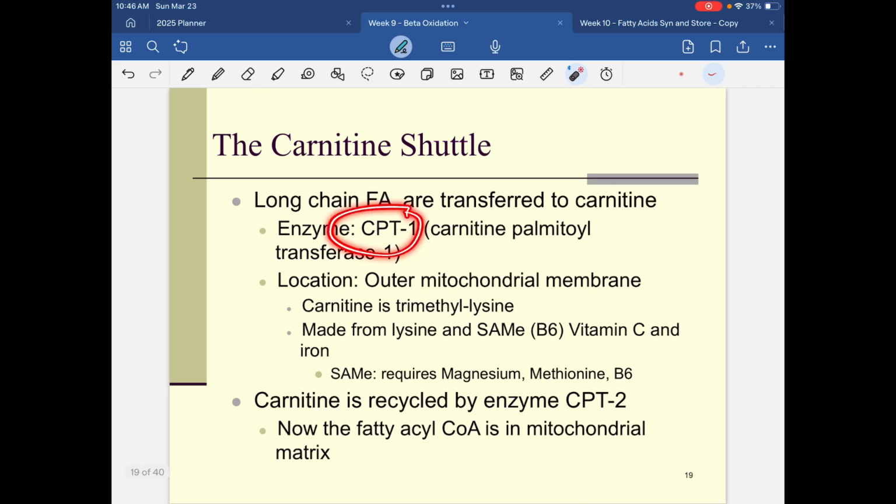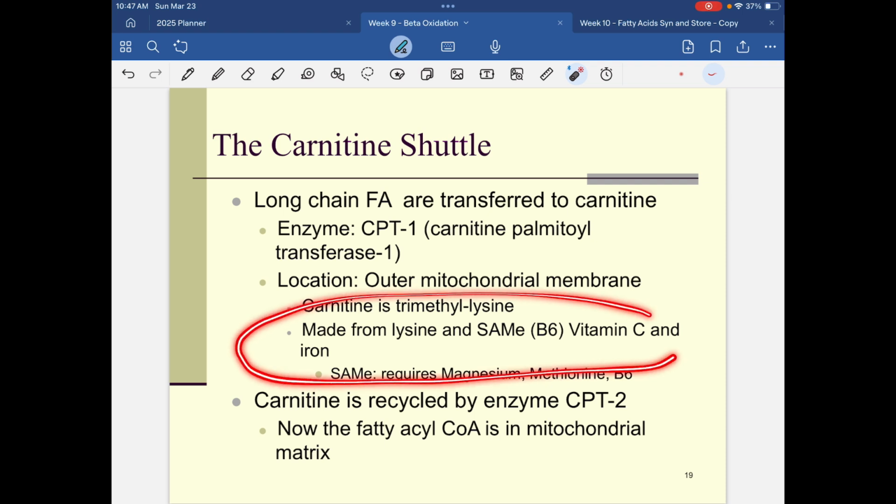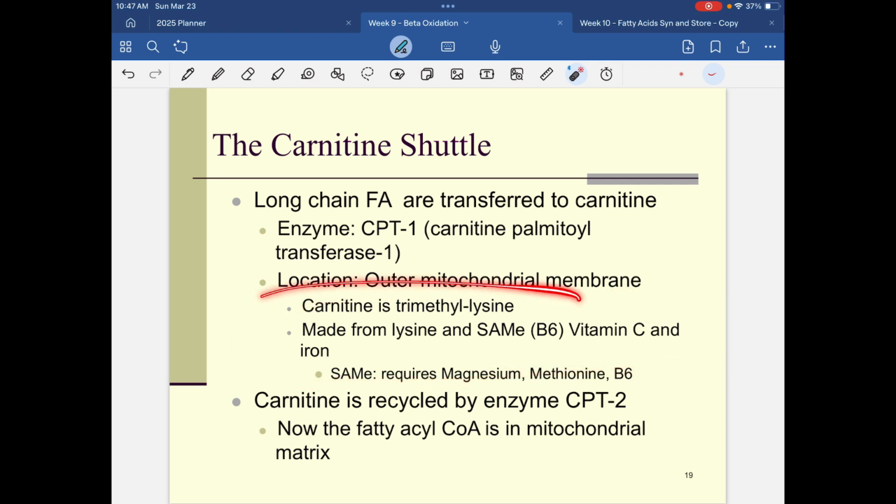There's actually more than one enzyme involved in this. They're going to be called CPT1 and CPT2, which stands for carnitine palmitoyltransferase 1 and 2. They're both part of this carnitine shuttle. They're going to do just slightly different parts of it. Take some time to understand what carnitine is. I'm sure he's going to ask a question from right here.